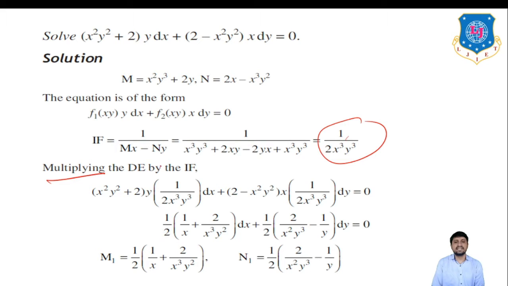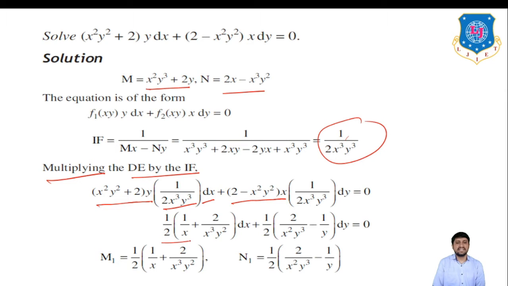Now multiplying this integrating factor, 1 upon 2x cube y cube, with the differential equation: we multiply with M, so M is x square y square plus 2y, into 1 upon 2x cube y cube, into dx, plus N, which is 2x minus x cube y cube, into 1 upon 2x cube y cube, dy, that is equal to 0.